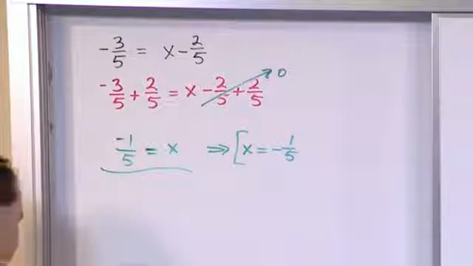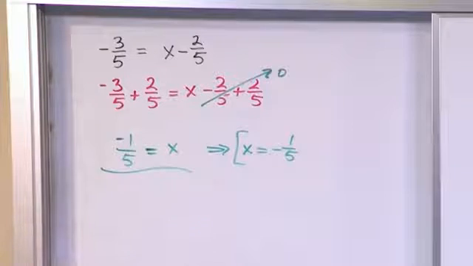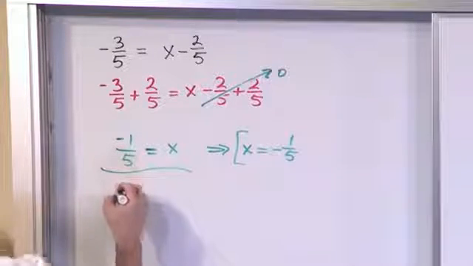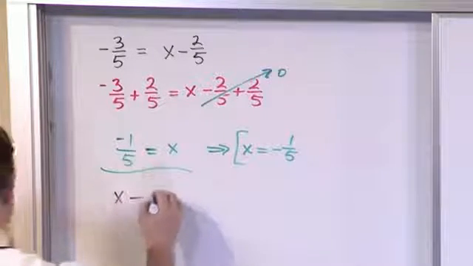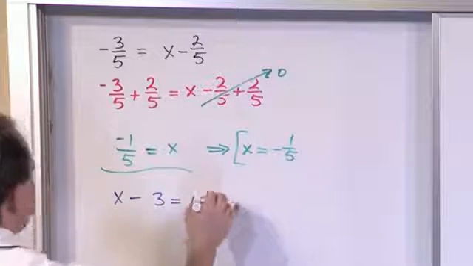Okay? Now, what do we have next? We're just going to keep working through these until it's absolutely comfortable for you. x minus 3 is equal to 12.